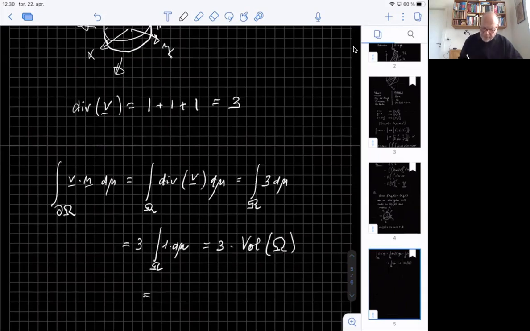Now, you could either compute it or look it up, or maybe you can remember, but the volume of the sphere of radius r is 4/3 pi times r cubed. So the result is 4 pi times r cubed.